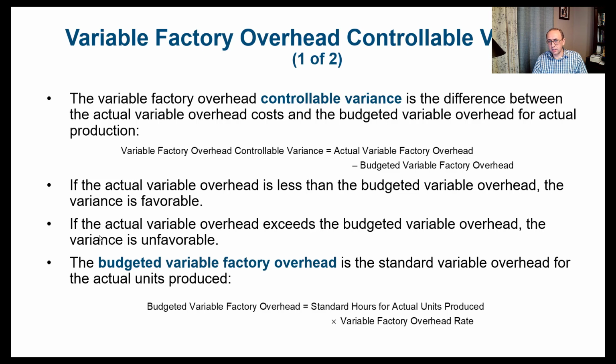But on the other side, if the actual variable overhead exceeds the budgeted variable overhead, then we have an unfavorable variance. So the budgeted variable factory overhead is the standard variable overhead for the actual units produced. So we see here the standard hours for actual units produced multiplied by the variable factory overhead rate, and that will give us the budgeted variable factory overhead.